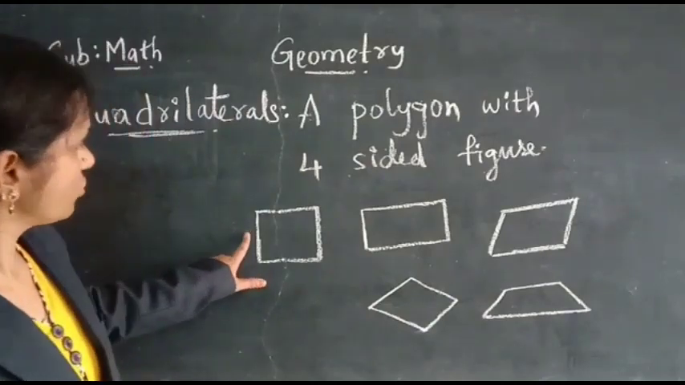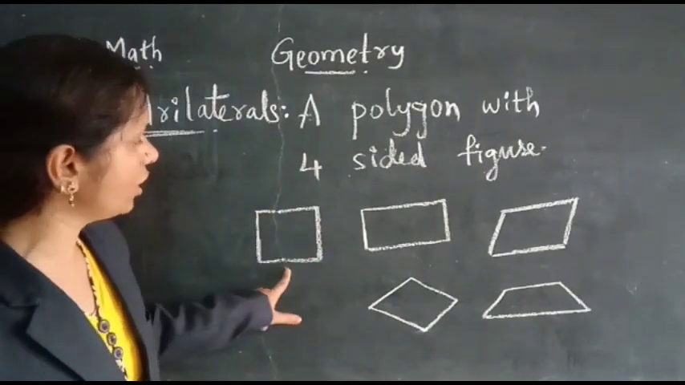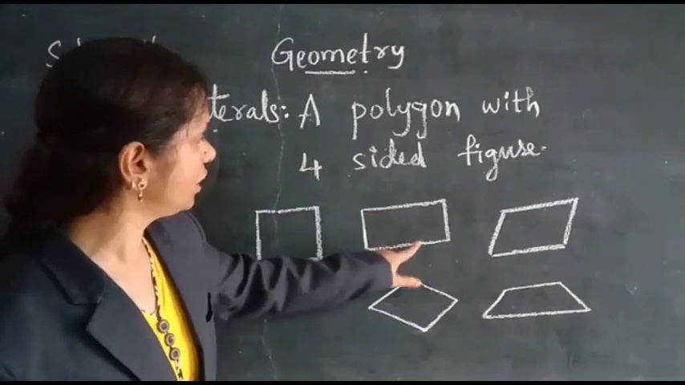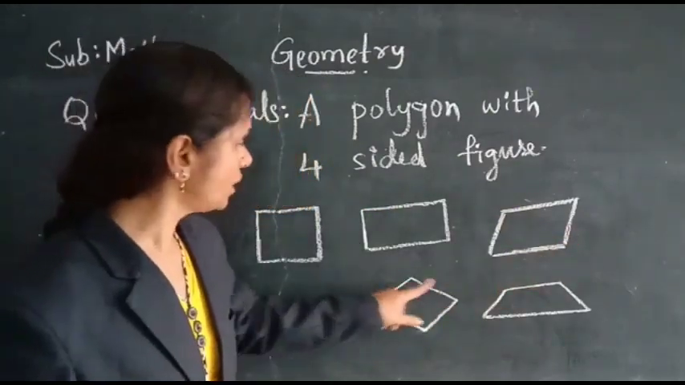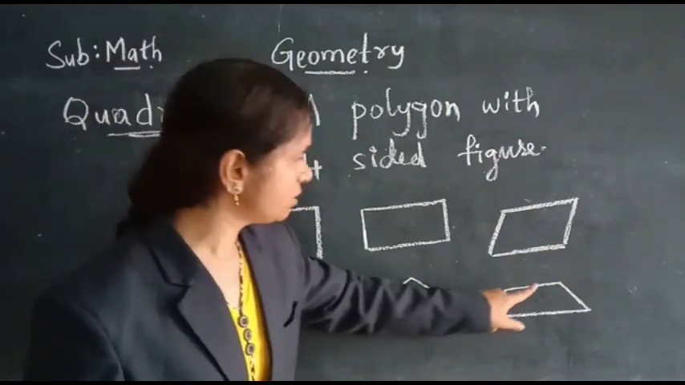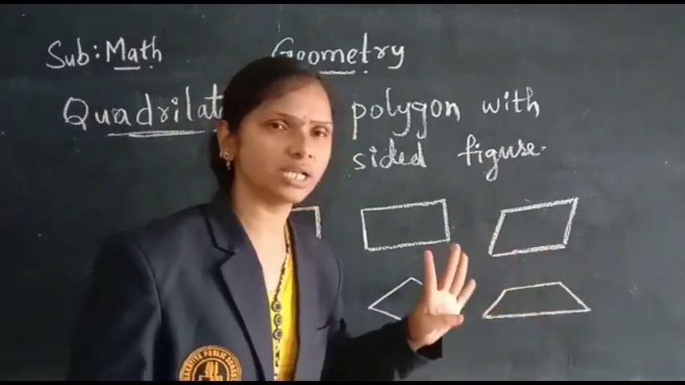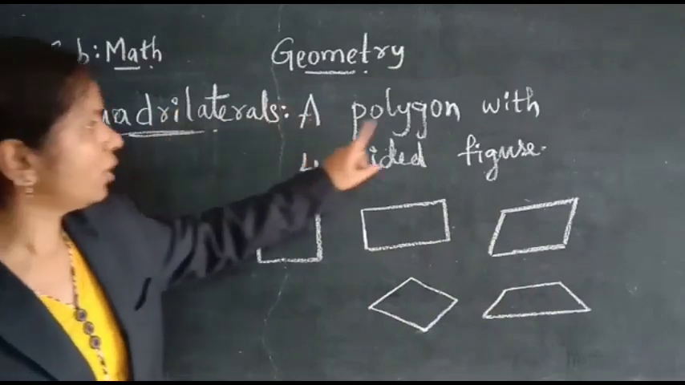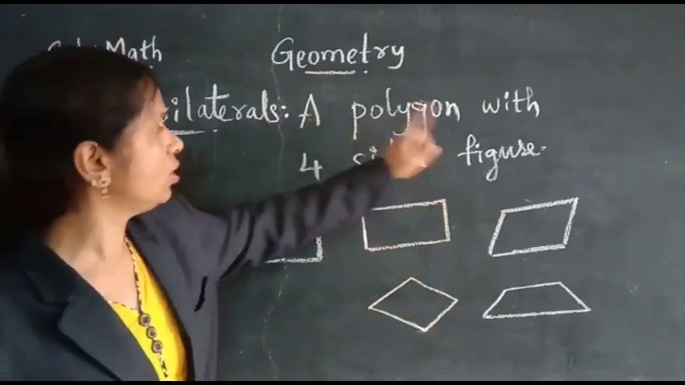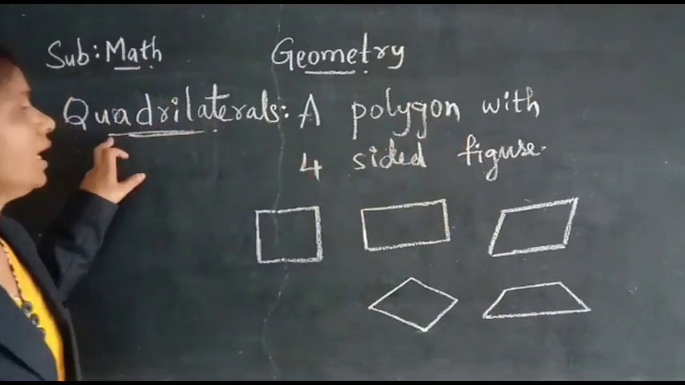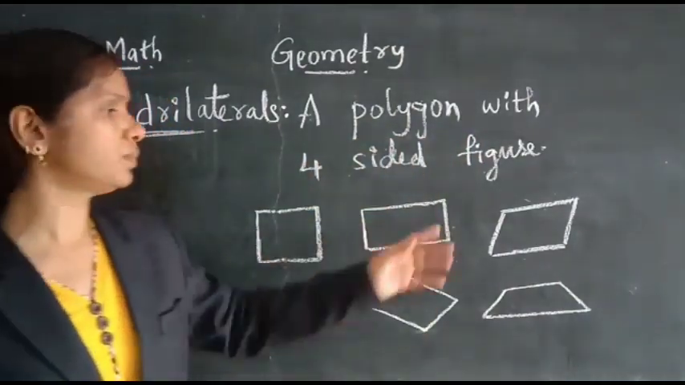Why? Because a square has 4 sides: 1, 2, 3, 4, and a rectangle also 1, 2, 3, 4. A parallelogram 1, 2, 3, 4, and a rhombus 1, 2, 3, 4, and a trapezium also 1, 2, 3, 4. Four-sided figures. These are all polygons, and that too closed figures with line segments. So a polygon with a four-sided figure is called a quadrilateral. These are all examples of quadrilaterals.